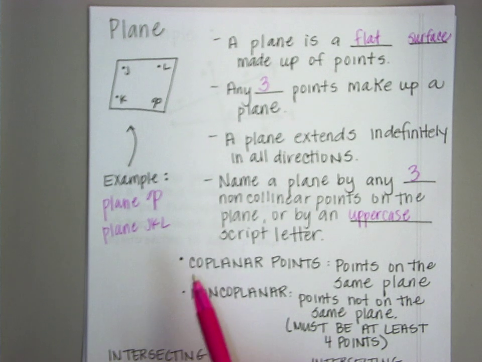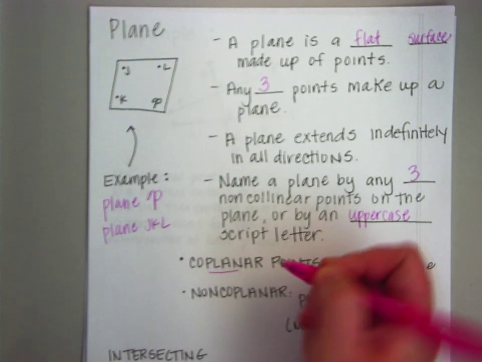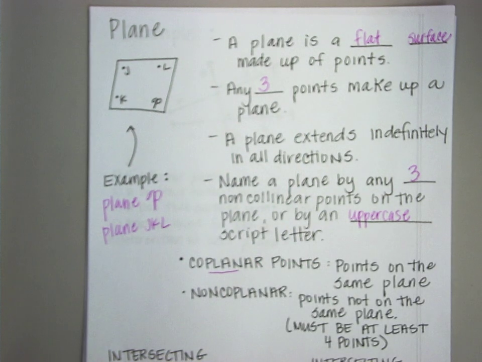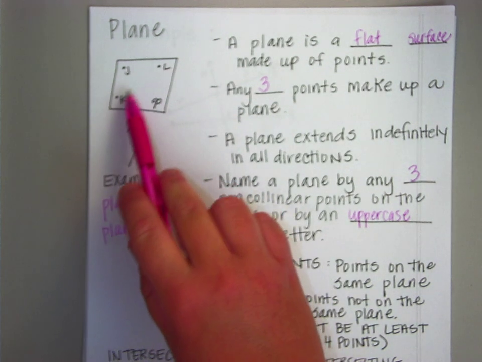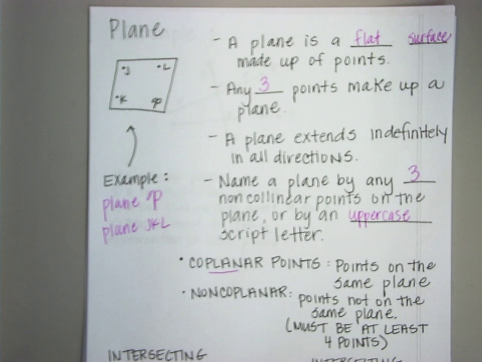Now let's look at this. Coplanar points are points on the same plane. Remember, plane is kind of in there. Non-coplanar points are points not on the same plane. So it has to be at least 4 points not on the same plane. J, K, and L are considered coplanar points because they're on the same plane.